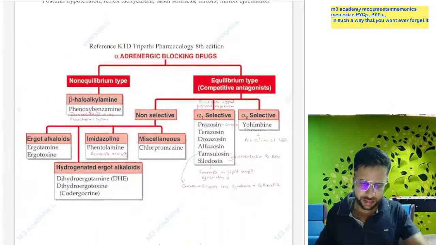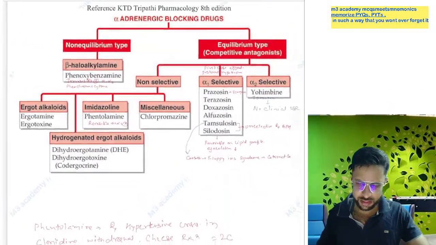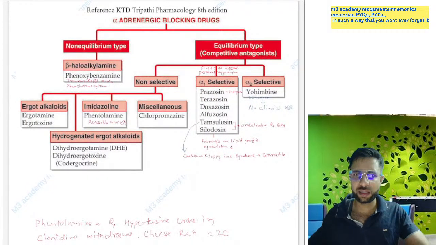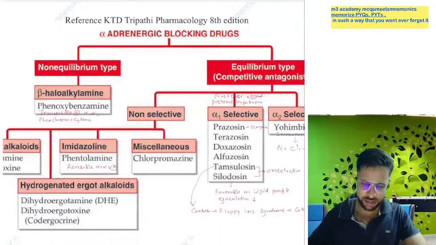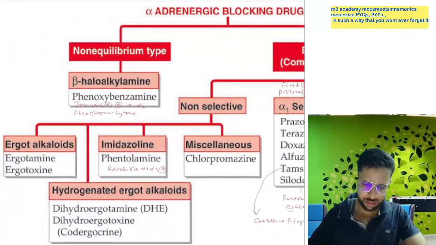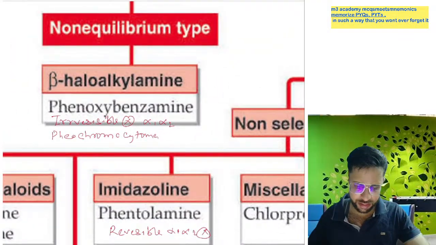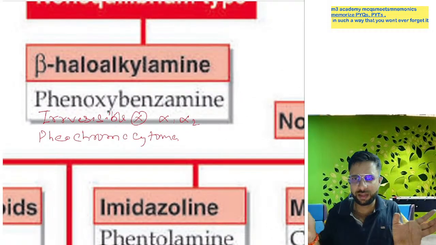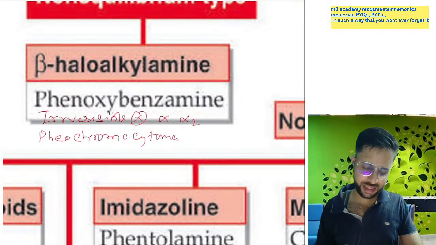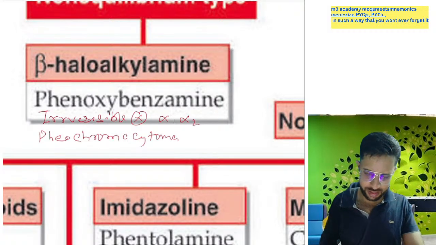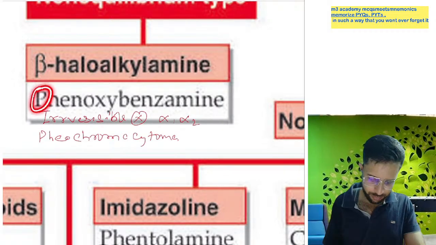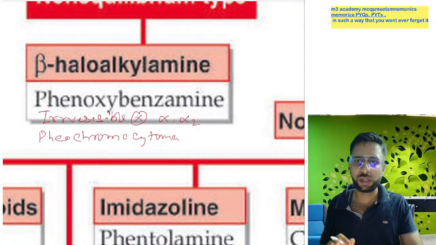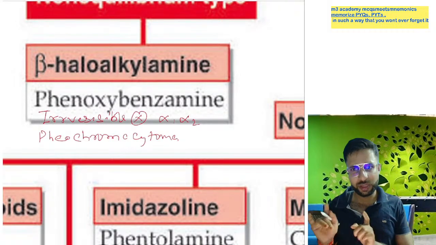आगे देखते हैं अपन the alpha adrenergic blocking agent. Yes. So again this slide is taken from the KD Tripathi alpha adrenergic blocking agent. Yes. So this is the non-equilibrium type like the phenoxybenzamine, and phenoxybenzamine is the dangerous name, bigger name. So this is the irreversible blocking agent for the alpha 1 and alpha 2 and used for the pheochromocytoma, to control the hypertensive episode in pheochromocytoma.